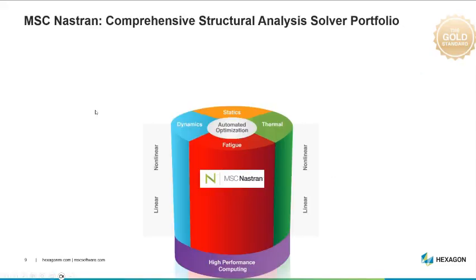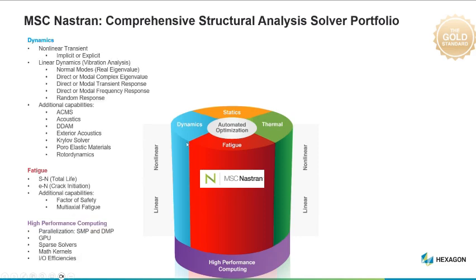Nastran is a comprehensive structural analysis portfolio. Basically, we have the different disciplines: statics, dynamics, thermal, fatigue, and different ways of splitting it as well, linear and nonlinear. But this is not the full picture if you dig a bit deeper. I'm not going to go through all of them in detail. In dynamics, we've got linear and nonlinear, implicit or explicit for nonlinear. For linear dynamics, we can calculate things like natural frequencies, normal modes, and damped natural frequencies, which are complex eigenvalue calculations.